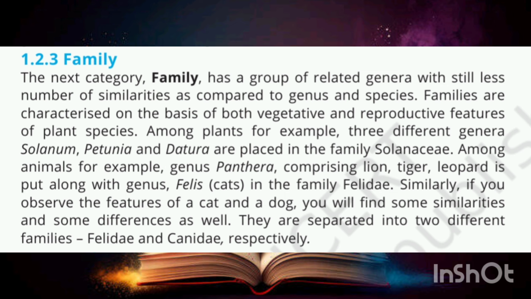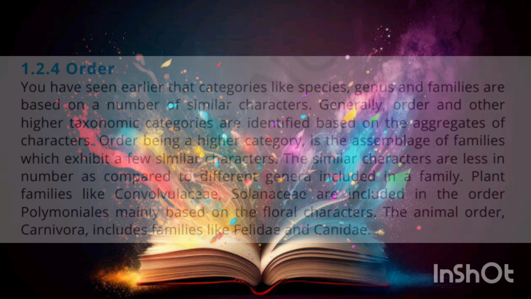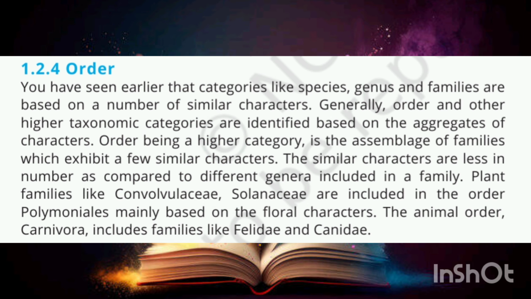They are separated into 2 different families, Felidae and Canidae, respectively. In order, you have seen earlier that categories like species, genus, and families are based on a number of similar characters. Generally, order and other higher taxonomic categories are identified based on the aggregates of characters. Order, being a higher category, is the assemblage of families which exhibit a few similar characters. The similar characters are less in number as compared to different genera included in a family.